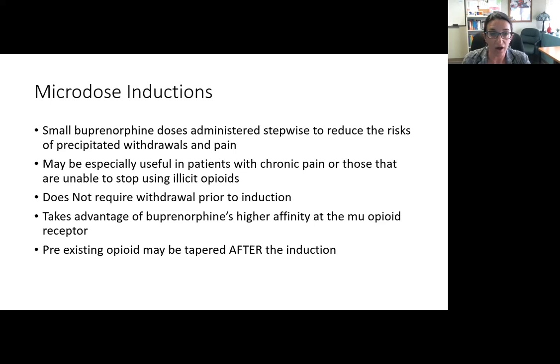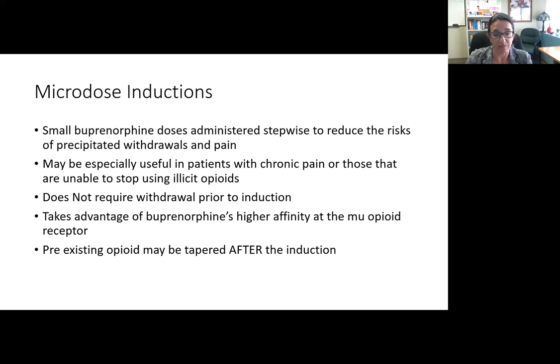So microdose inductions, the one we're going to look at first is a stepwise approach when someone is actually still on the full agonist. This was really studied more in terms of treatment of chronic pain, patients who are on prescription opioids for that. However, it can be used in other settings. So this is when small buprenorphine doses are administered in a stepwise approach over about 7 days to reduce the risk of precipitated withdrawal and pain.